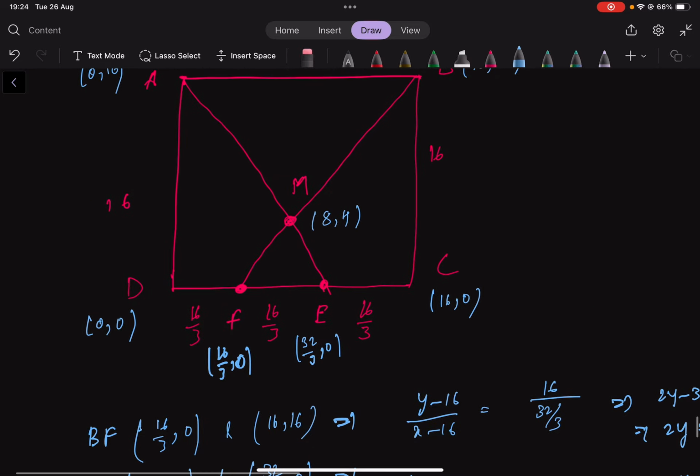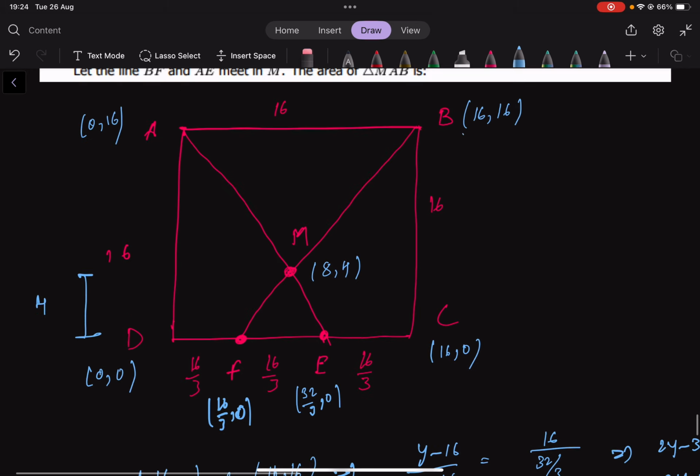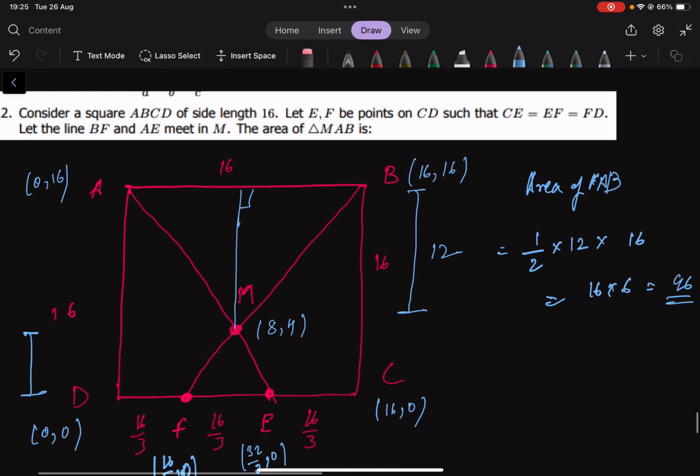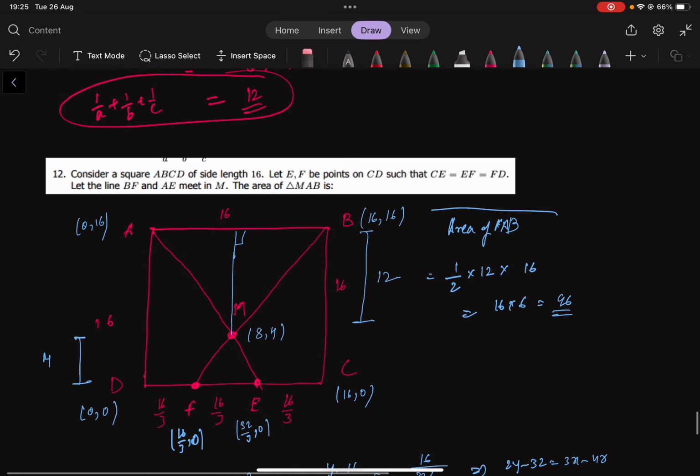So this segment will be 4, which means the height of this triangle will be 12. We need to find the area of MAB, which is half times 12 times 16. That is 16 times 6, which will be 96. So 96 will be the area of triangle MAB.